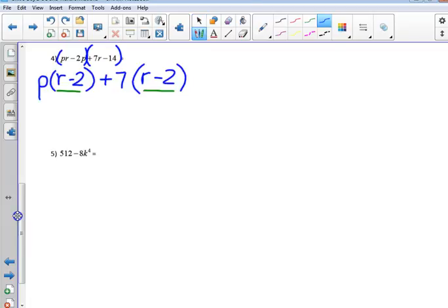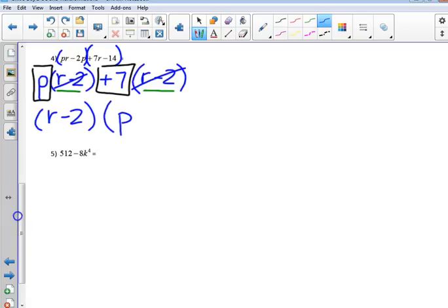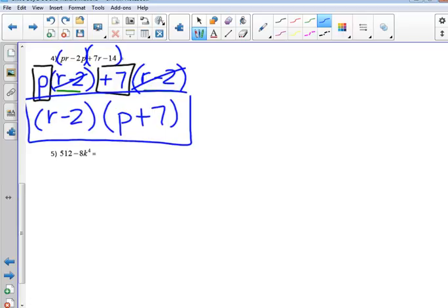Perfect. Now, we have the R minus 2. So we've used that. You only write it once. What am I left with? Does everyone see this? P plus 7. And you've just factored this by grouping. Ask questions. Anything that doesn't make sense, anything that looks funky, something you don't understand. Anything.